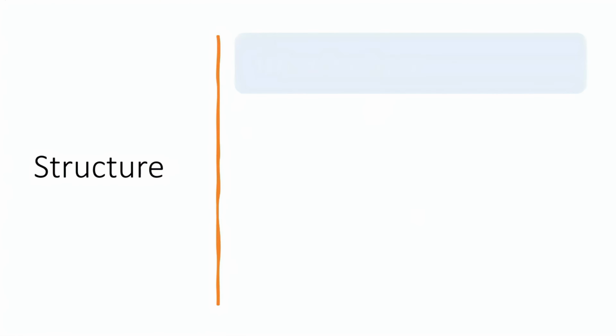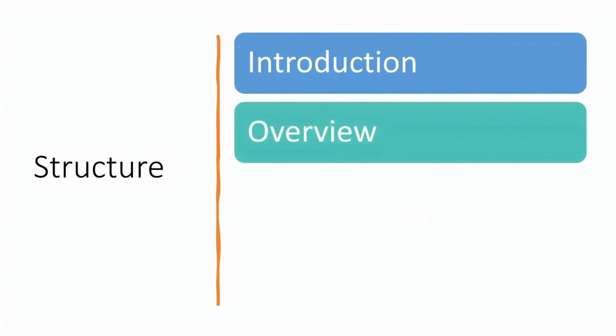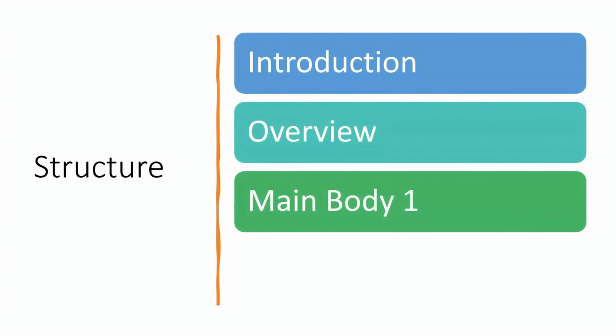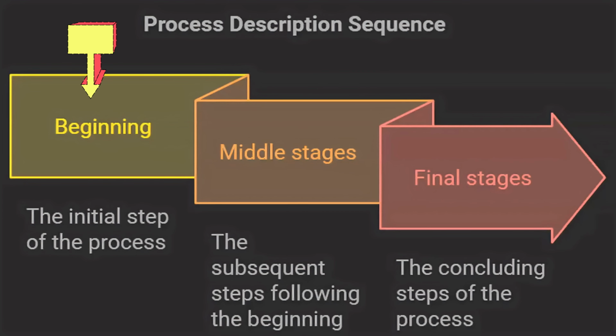Well, first we need an introduction. Then, importantly, we need an overview. Then we have main body paragraph 1, followed by main body paragraph 2, with possibly an ending in that paragraph. And the process that you describe should be very straightforward. It should be a beginning, then go to the next part of a middle, and then the next part, the end. You go straight forward from the beginning right to the end of the process diagram.